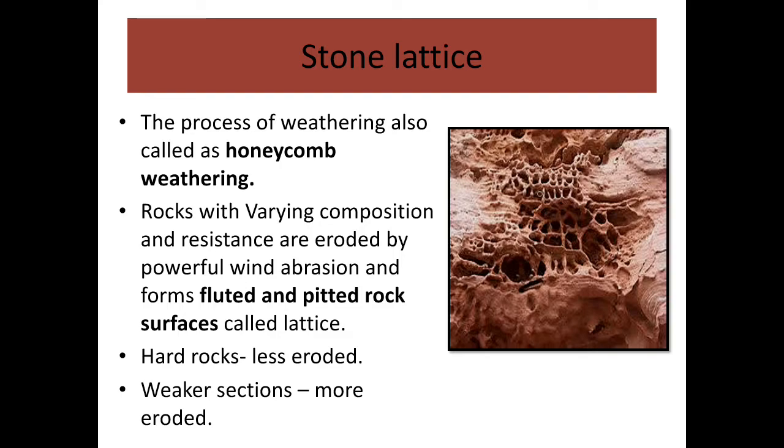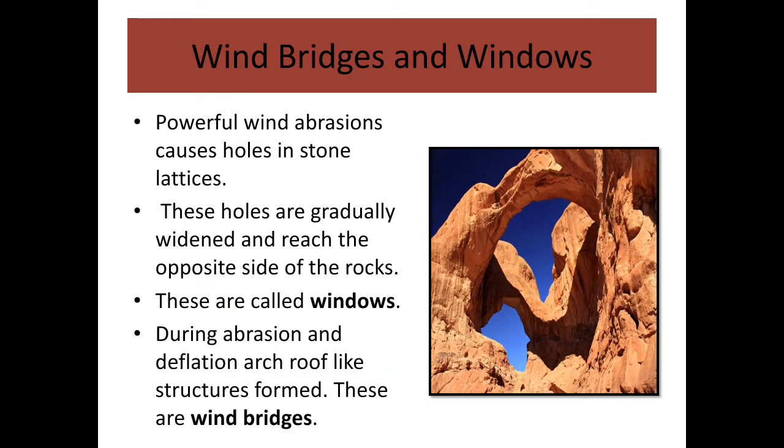Stone lattice. Here honeycomb-like structures are formed. The process of weathering is also called honeycomb weathering. Rocks with varying composition and resistance are eroded by powerful wind abrasion, forming fluted and pitted rock surfaces called lattice. These lattices look like a honeycomb. Hard rocks are less eroded, whereas the weaker sections are more eroded, because the rock composition is different. Because of this differential erosion, stone lattices are formed, which are also called honeycomb structure.